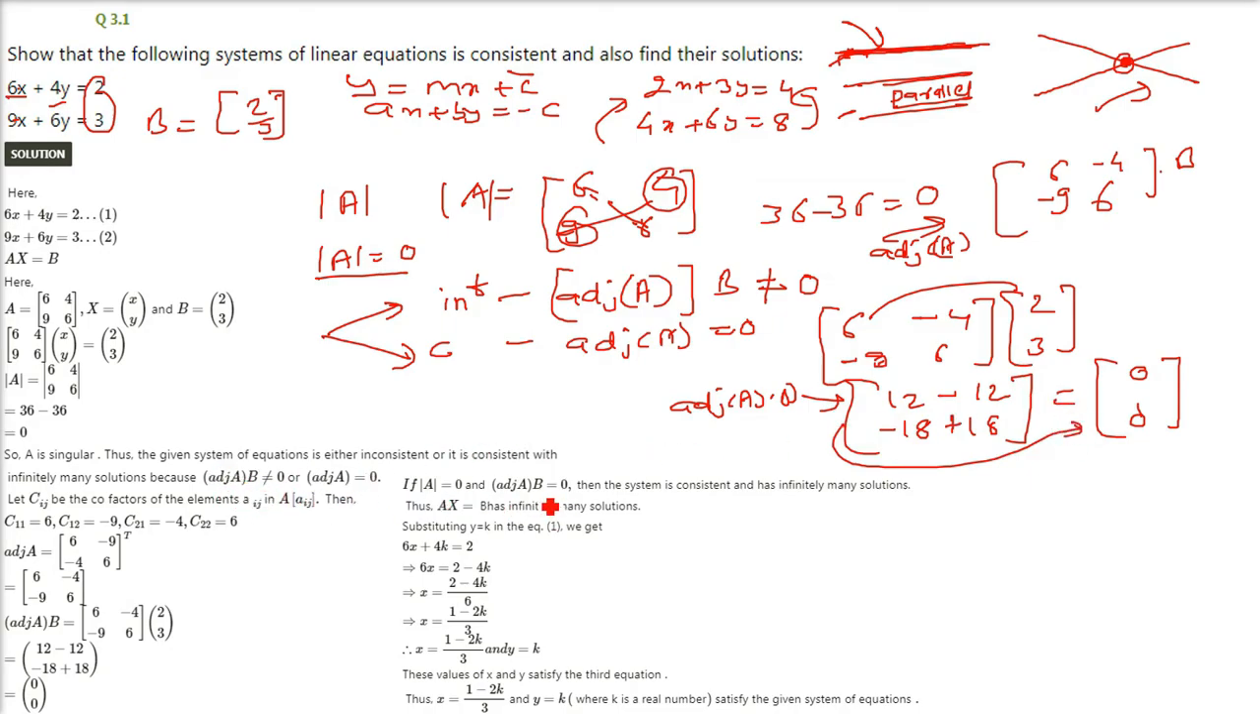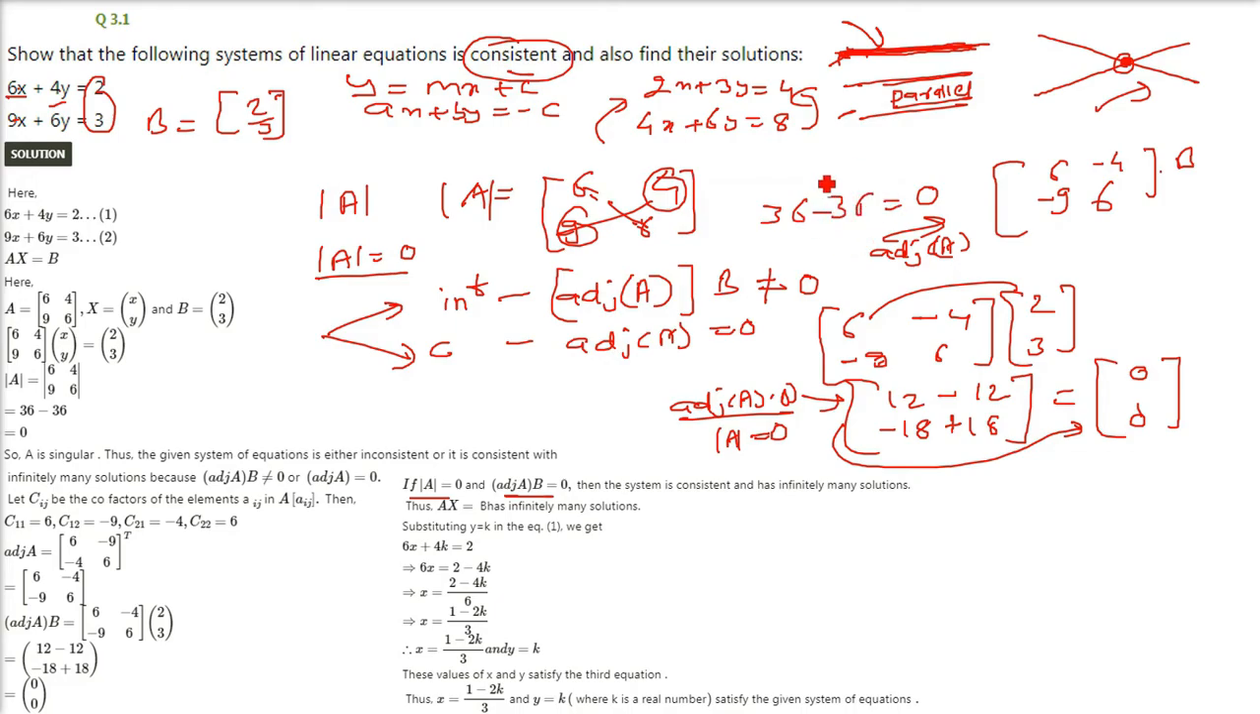There are two things. Please remember once again. If the determinant of A is 0, which is the case, and adjoint A into B is equal to 0, that is also the case, the system is consistent and has infinitely many solutions. They both are the same line. Again and again I am telling you, because this is the core of all the questions which are coming right after this question.